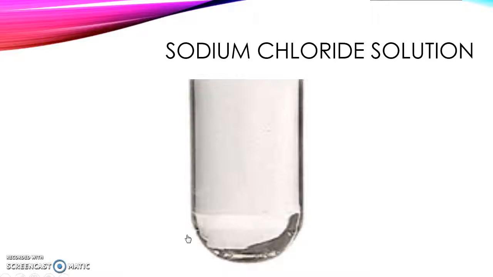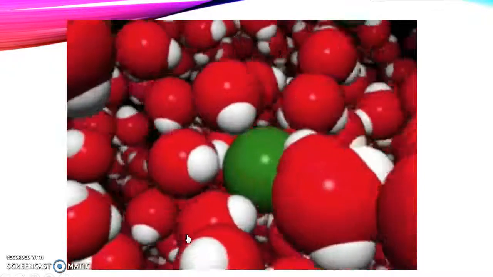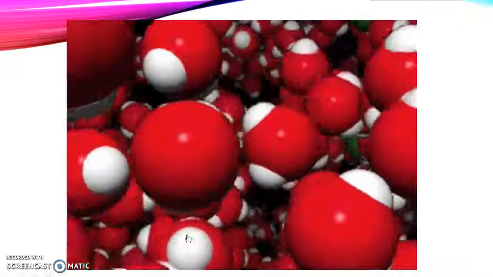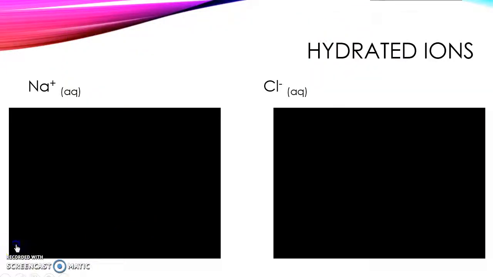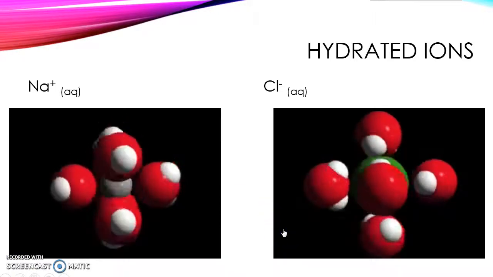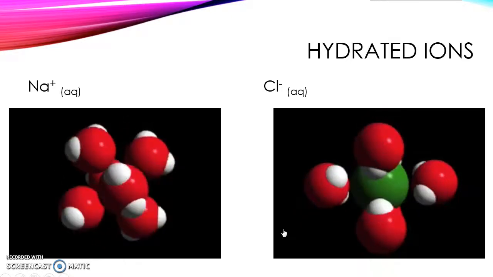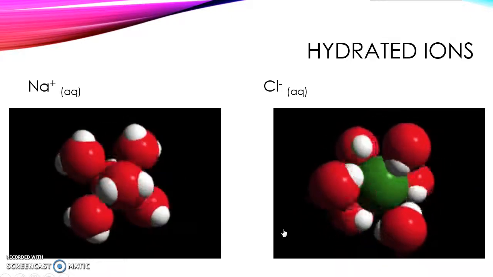Aqueous sodium chloride is also clear and colourless, just like the silver nitrate solution. As before, the oppositely charged ions occasionally collide, but the water molecules keep them separated. Once again, notice how the water molecules are orientated differently around the sodium and chloride ions.